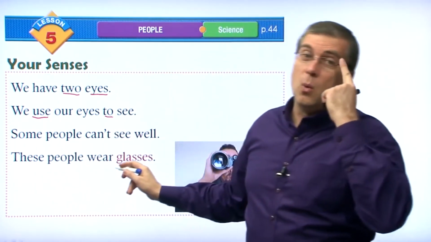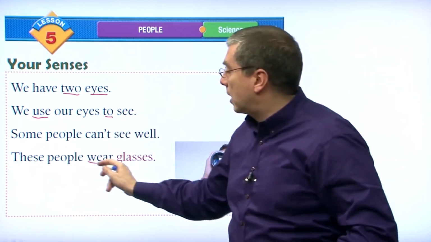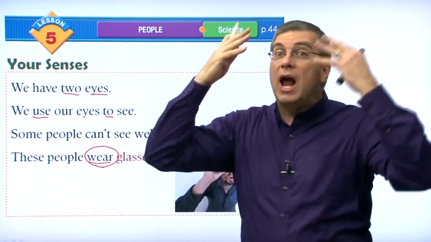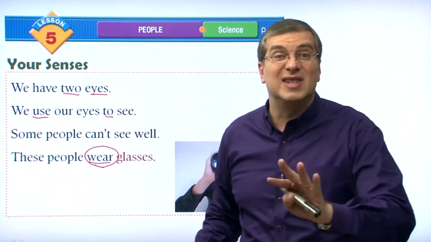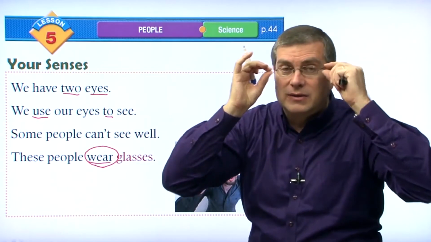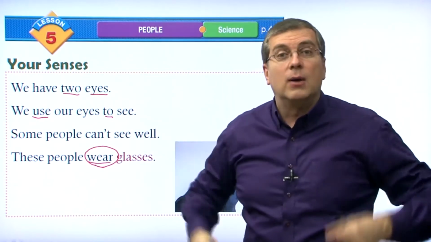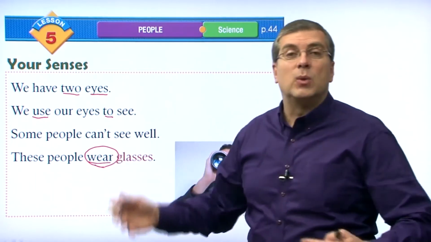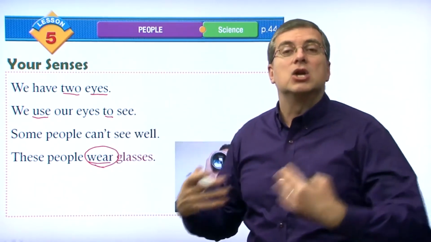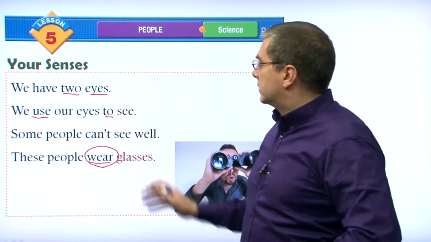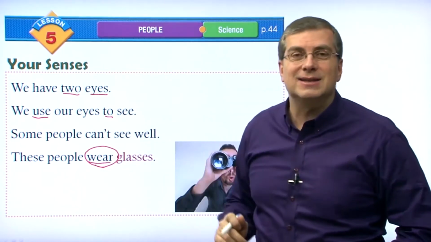These people wear glasses. By the way, we use this same verb for everything. English is easy that way. I wear a hat. I wear glasses. I wear a shirt. I wear pants. I wear shoes. All of it is wear. Put something on your body, you are wearing it. We don't change that verb. So we wear glasses if we can't see well.